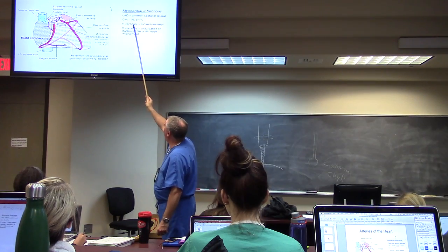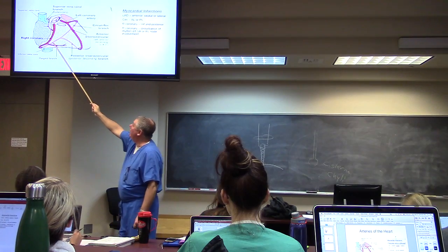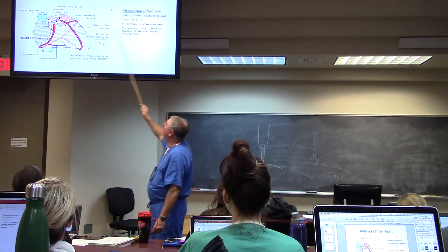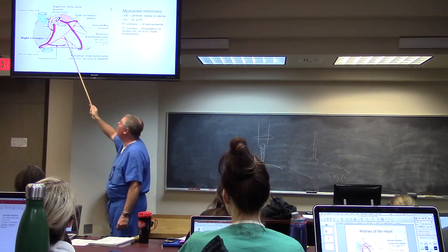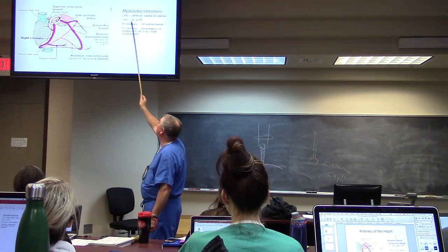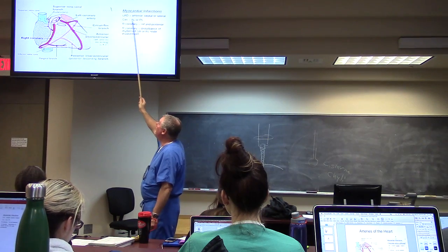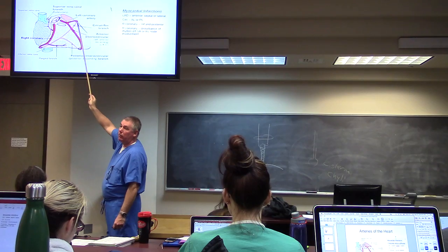Right, it says right coronary, but if you did the right marginal, it's inferior. If you blocked it up here, same thing, inferior and posterior. Right? The circumflex is going to be anterior lateral or posterior lateral.